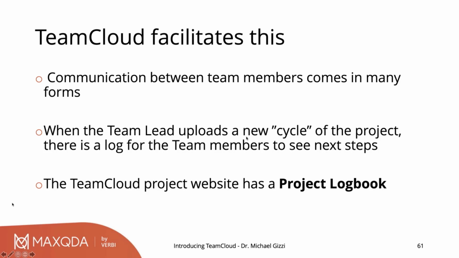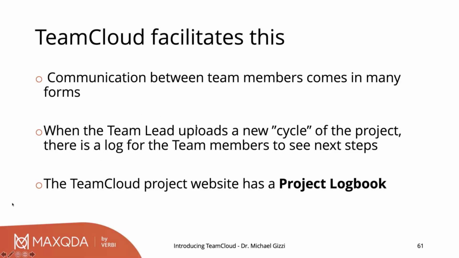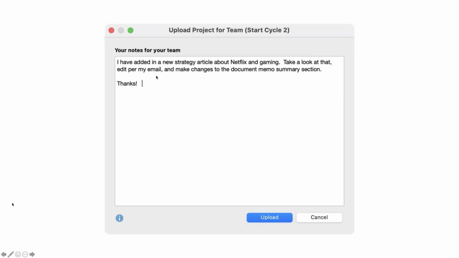TeamCloud facilitates all of this. Communication between team members comes in a variety of forms. When the team lead uploads a new cycle of the project, there's a log for the team members to see next steps. The TeamCloud project website has a logbook, and any member can add to the project logbook. But initially, when you are uploading a new cycle, it will actually give you notes for the team, and this is part of the log process.